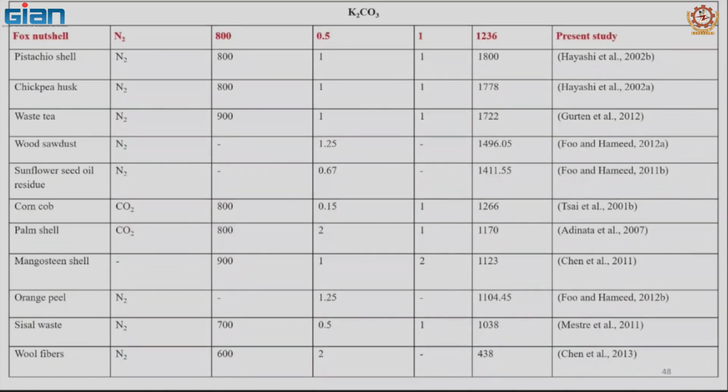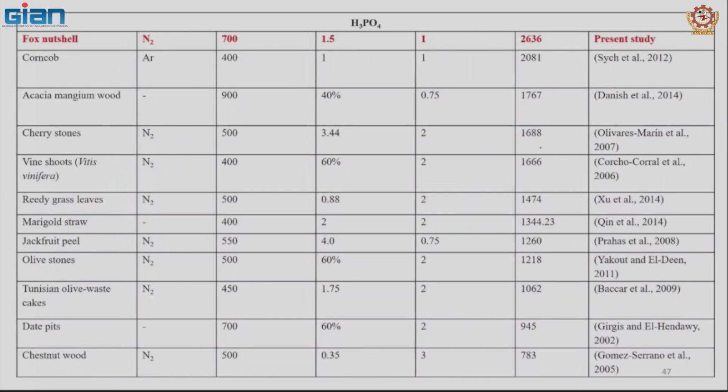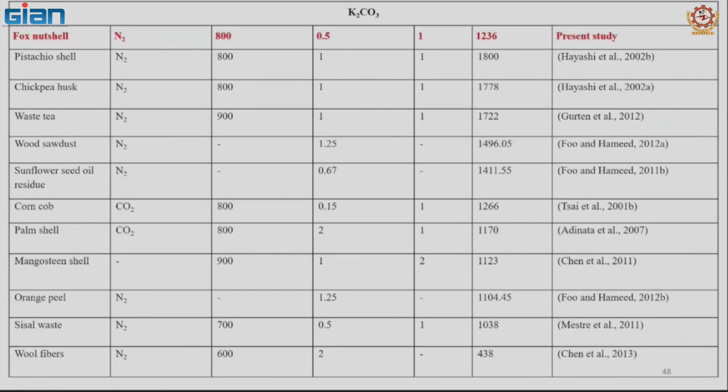Similarly with phosphoric acid and potassium carbonate, also very significant values are there. The maximum for phosphoric acid was 2081, but now we have got 2636. Similarly for potassium carbonate, from other types of precursors the maximum value obtained is 1800, but we have got a lower value, that is 1236.